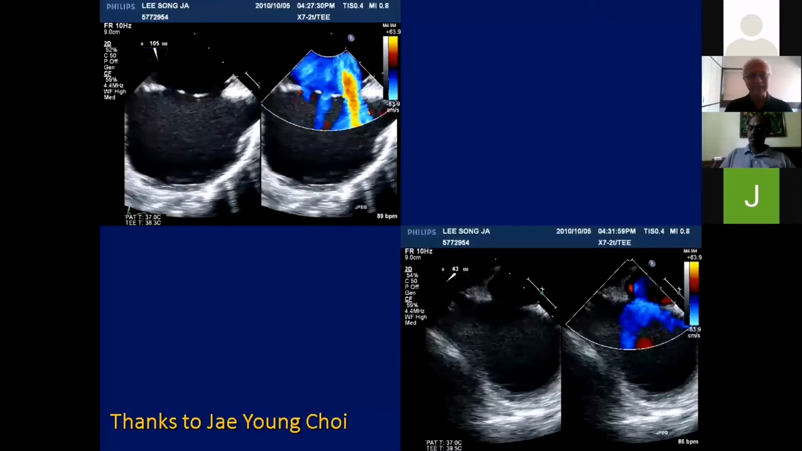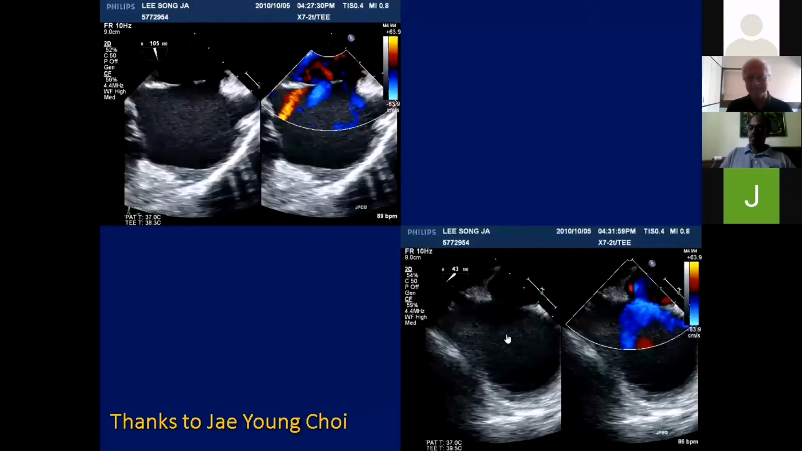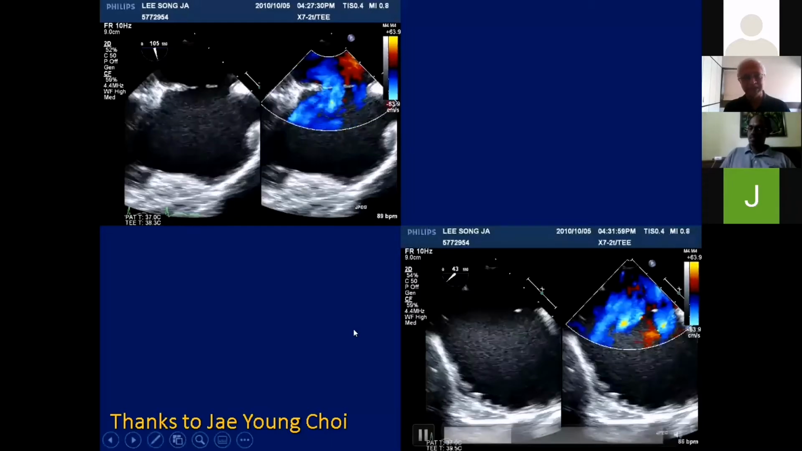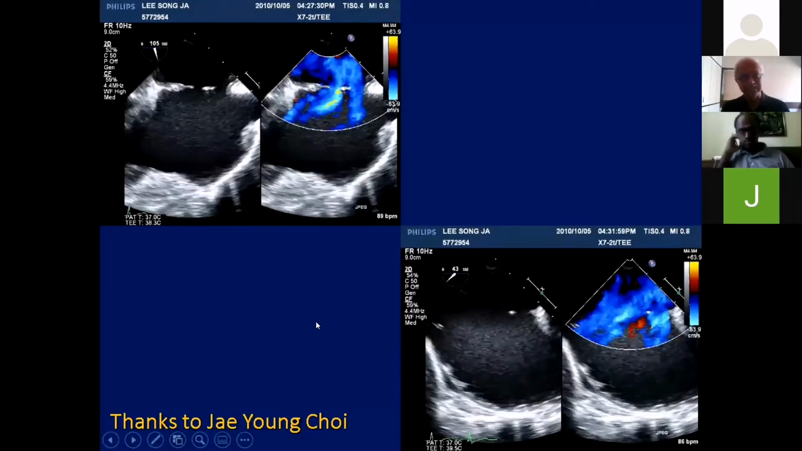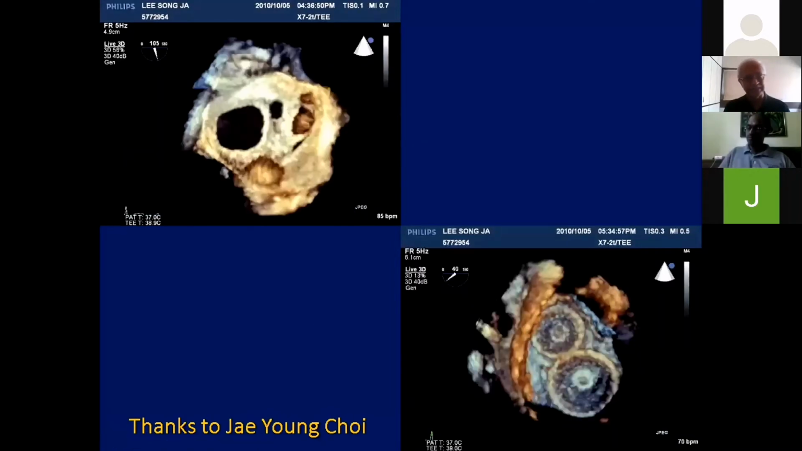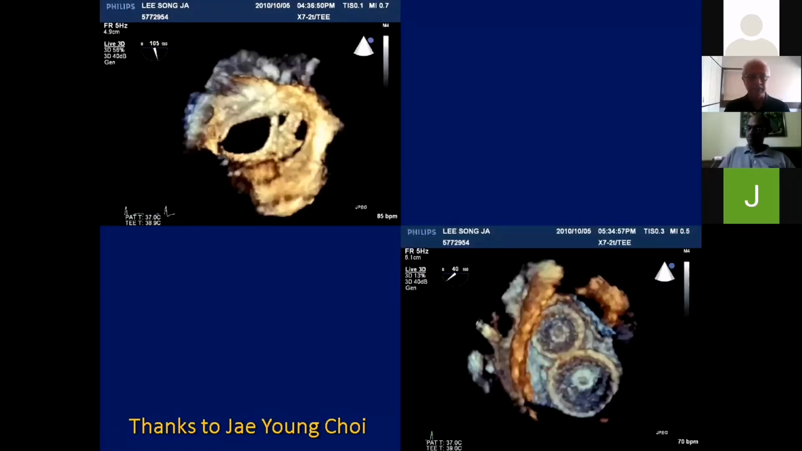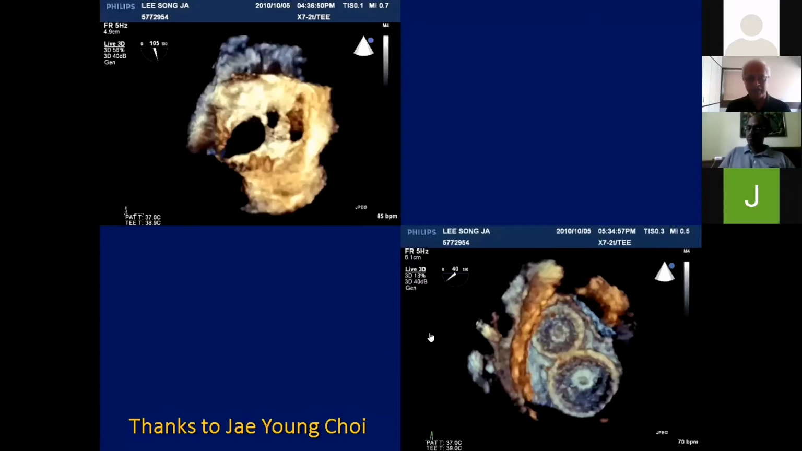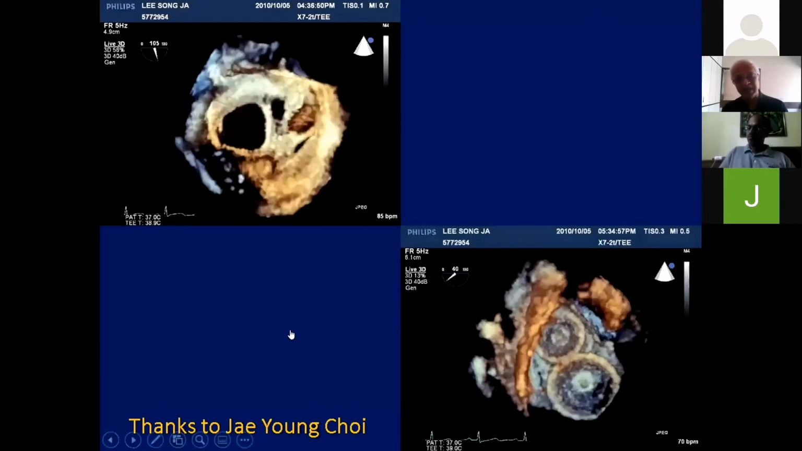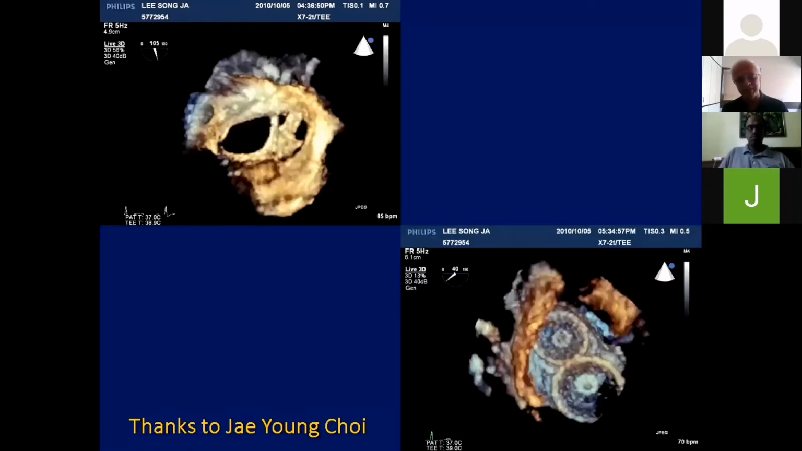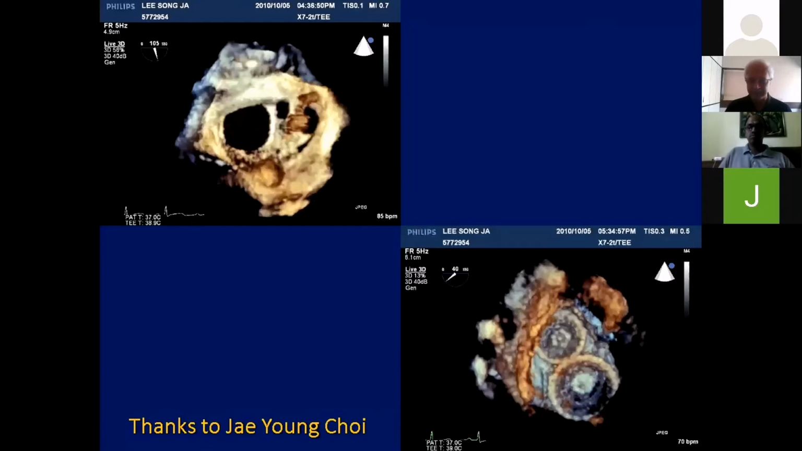So this is an example of really a complex ASD, as you can see here. And it's very difficult to imagine how this defect actually looks till such time you see it on 3D transesophageal, where you are able to see the defects far more clearly, and you will be able to then devise a strategy, as was done in this case, by choosing two separate devices to close these multiple defects in the interatrial septum.